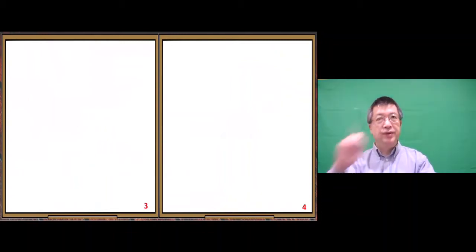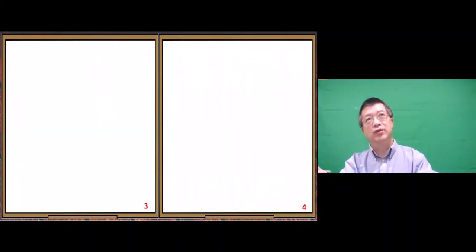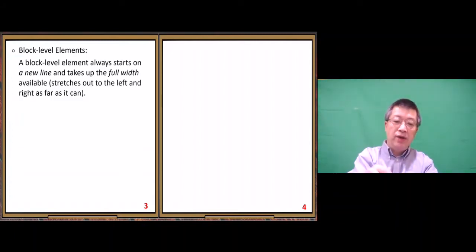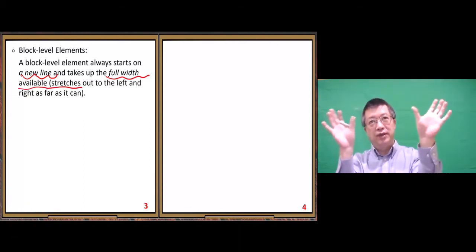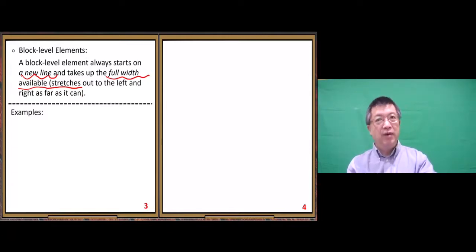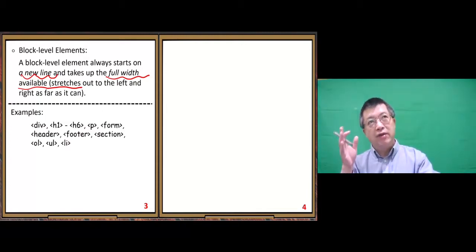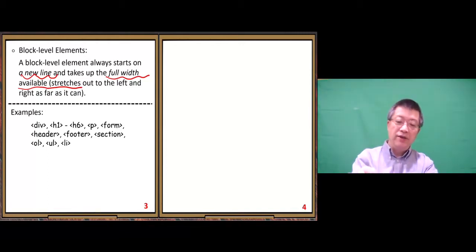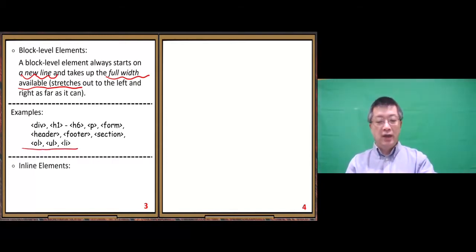Next, let me review block, because we have seen it. So we just quickly go through block level elements. Sometimes we just call them block elements, but sometimes people call them block level elements. All right. So they start up a new line. That's one property. They take up the full width available. So that's the second property. So two properties for a block element. Example: we cannot list all of them, but we can list several commonly used block elements.